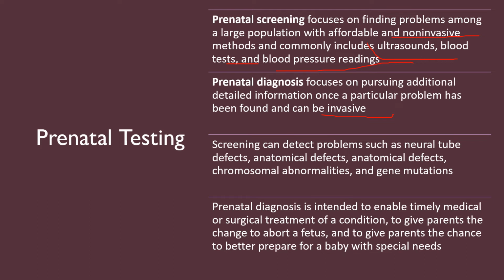Screening can detect problems such as neural tube defects, anatomical defects, chromosomal abnormalities, and gene mutations. So, dun sa ultrasound, or sa mga blood test, or sa blood pressure, pwede mong makita itong mga to. Like, especially anatomical defect. Kasi halimbawa, makikita sa ultrasound kung meron siyang cleft chin or neural tube defect, yung hindi nagsara yung mga neural tube ng baby or ng fetus.